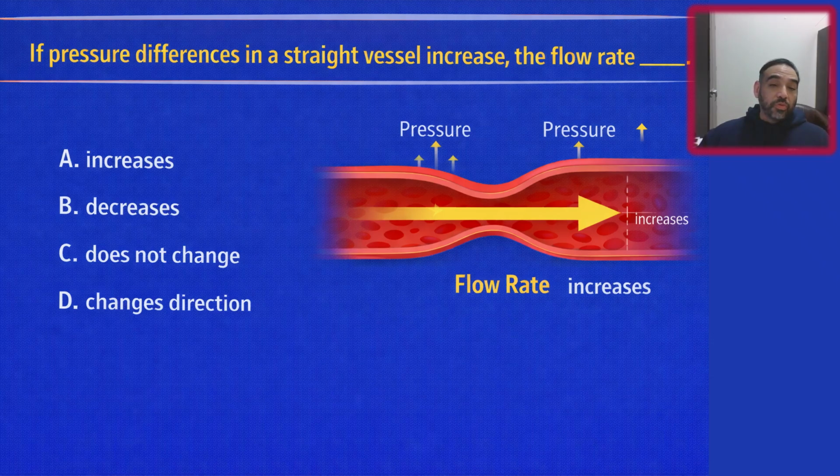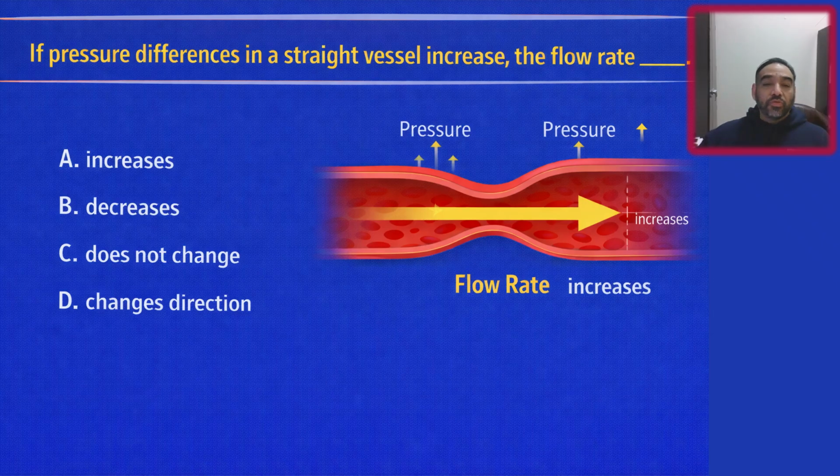Next is, why are the other ones wrong? Let's start off with B. So decreases flow would only decrease if resistance increased or pressure difference decreased. You can look at this just by looking at the formula. So the question clearly says pressure difference increases. So decrease makes no physical sense here.